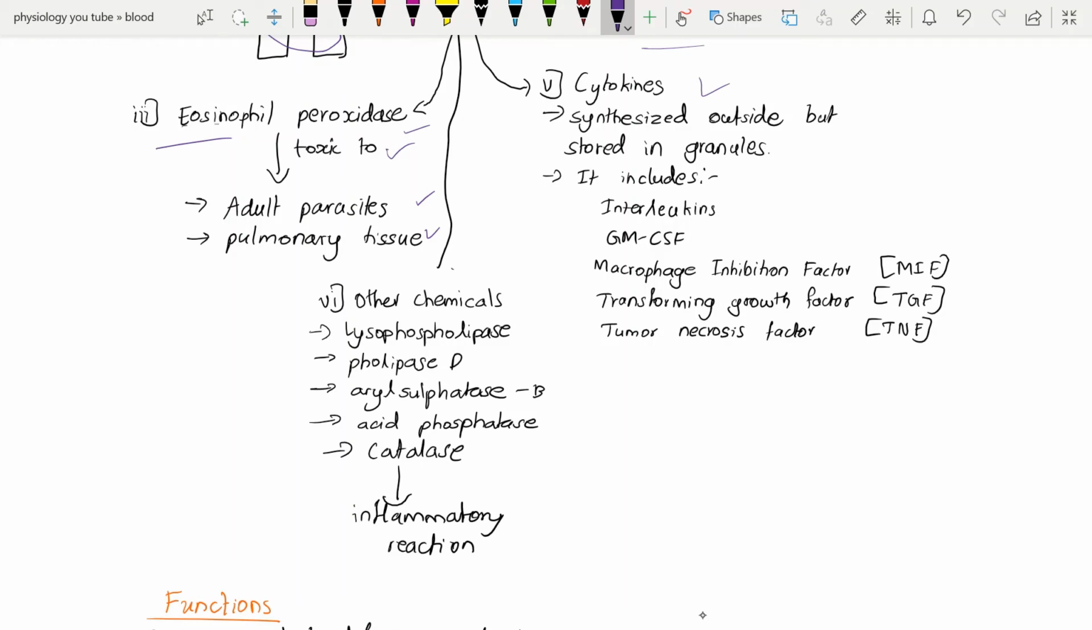Cytokines, these are synthesized outside but stored inside the granules. It includes interleukins, GM-CSF, macrophage inhibition factor, which is MIF, transforming growth factor, which is TGF, and tumor necrosis factor, which is TNF. There are also some other chemicals, for example, lysophospholipase, phospholipase D, aryl sulfatase B, acid phosphatase, and the catalase, which are involved in the inflammatory reaction.